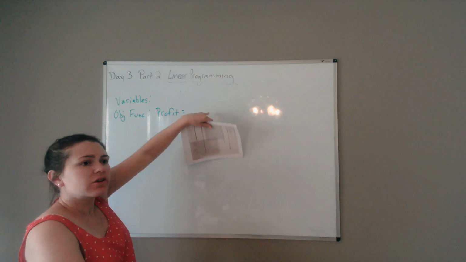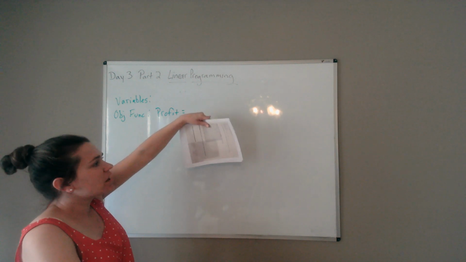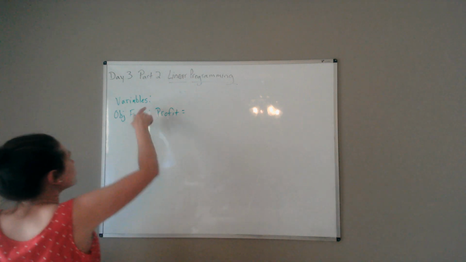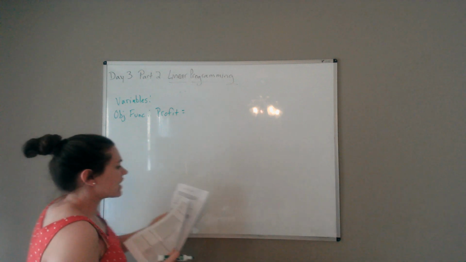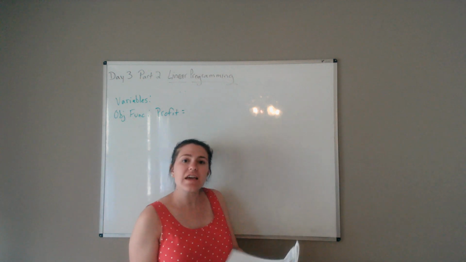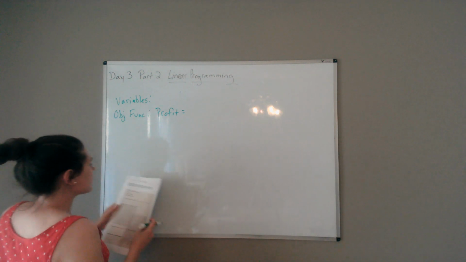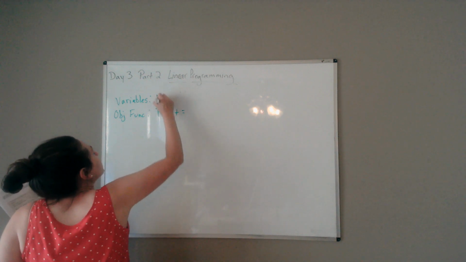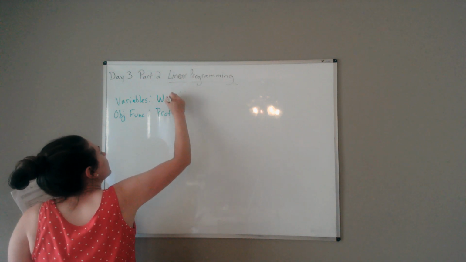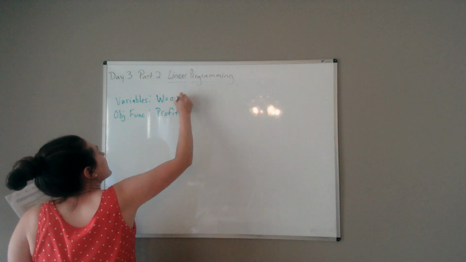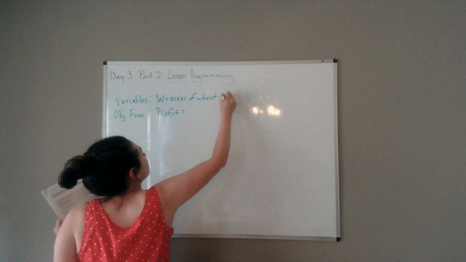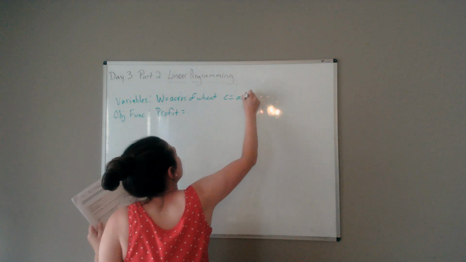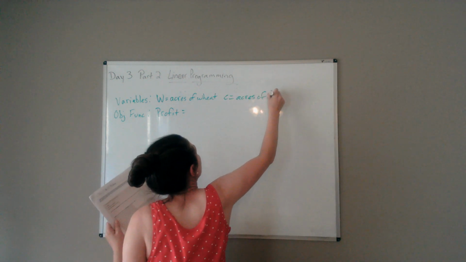Now, how are you going to be making money? You are going to be selling wheat and corn. So those are your variables. Okay, now look, it says acre of wheat, acre of corn. So W will equal the acres of wheat, and then we'll let C equal the number of acres of corn.